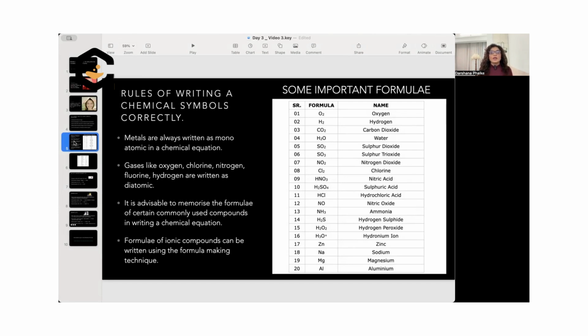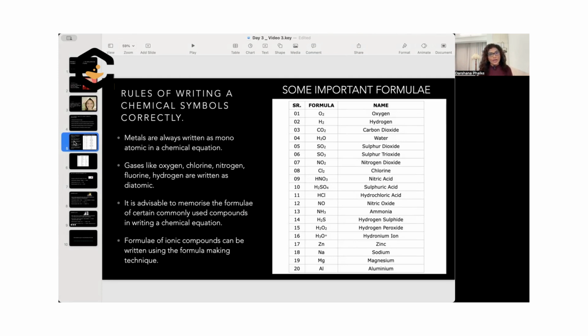Okay. Then you know that for chemical compounds which are covalent, you need to know the names as they are, like nitric acid, sulfuric acid, hydrochloric acid. Don't need to make the formula, just remember the formula. And for ionic compounds, you need to make the formula, because ionic compounds can be 100, 120. You don't have to remember them.